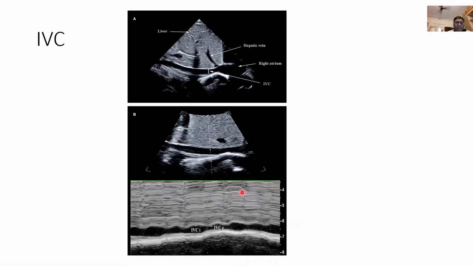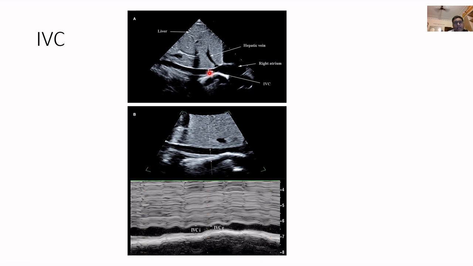So coming to IVC, let's see first how to measure IVC. Whenever we are trying to look at the variation in the IVC, it should always be measured longitudinally. The probe should not be at an angle; we should try to be just perpendicular to the IVC. It should be measured around 2 centimeters from the opening of the hepatic vein into the right atrium to avoid errors.